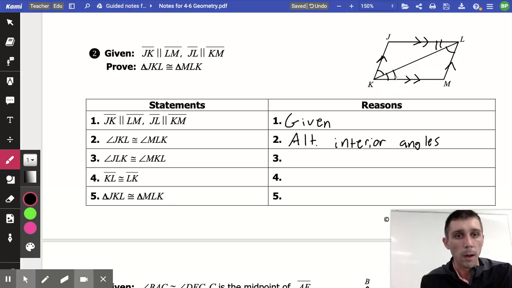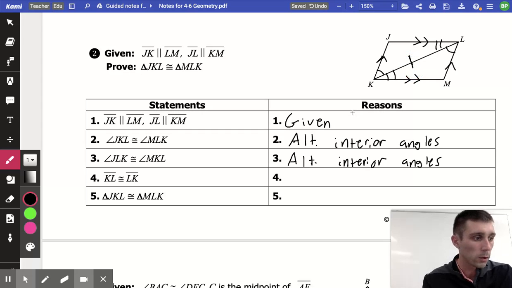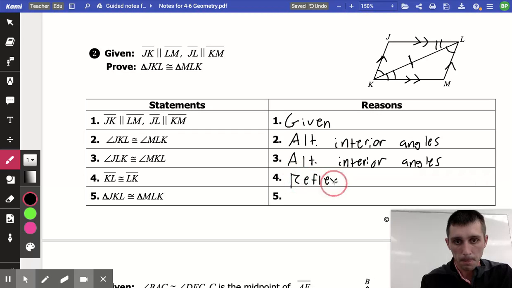Again, what type are they? Parallel lines, transversal, alternate sides on the inside, alternate interior angles. KL is congruent to LK, so obviously these triangles share this middle side, which would be the reflexive property. So then number 5, how do we know? Angle, side, angle.